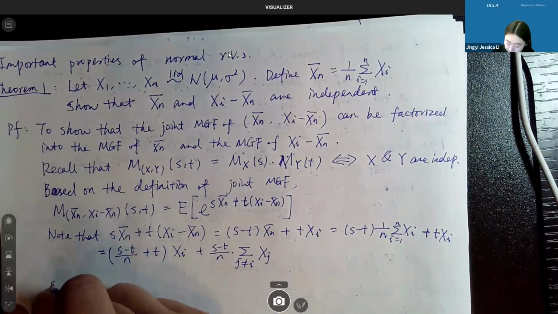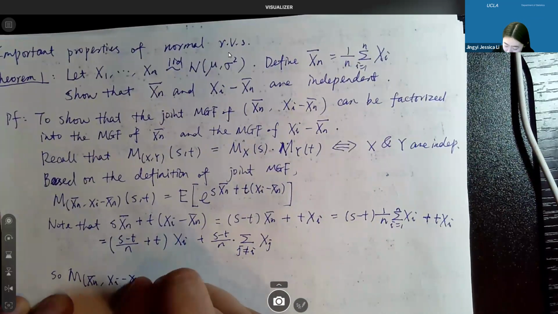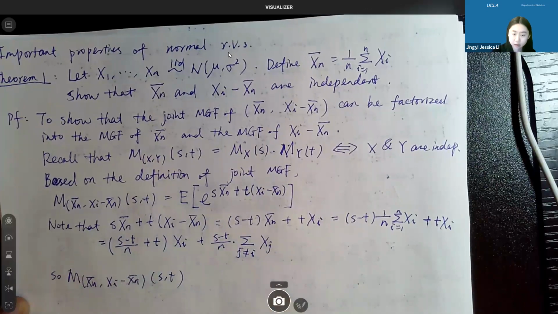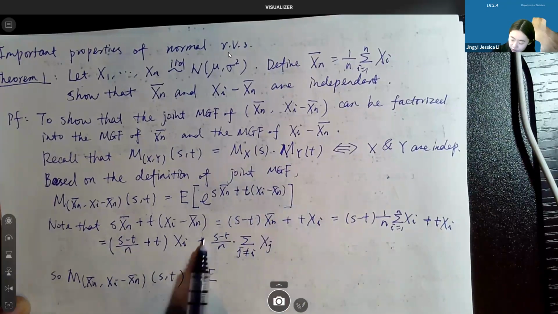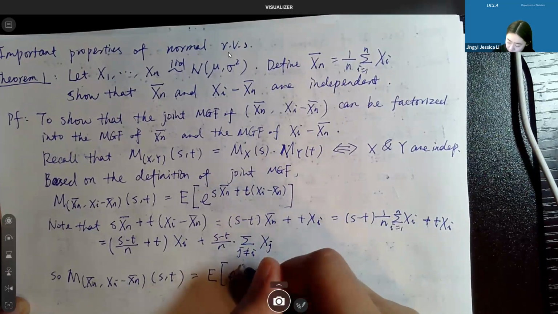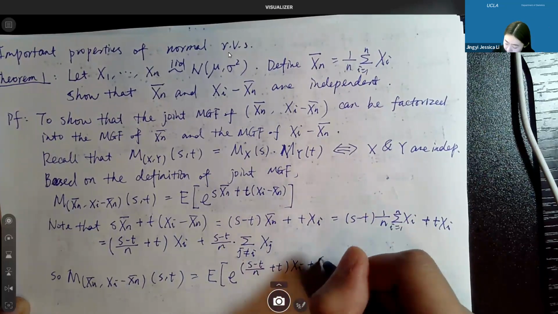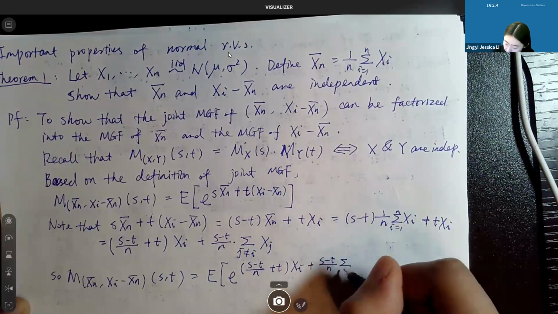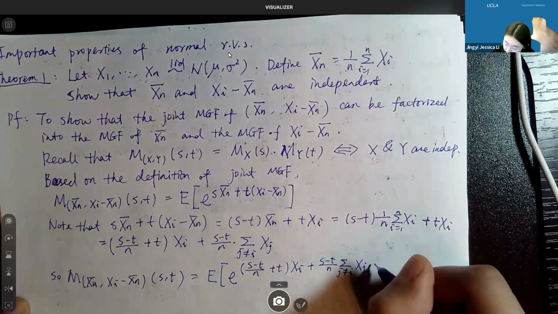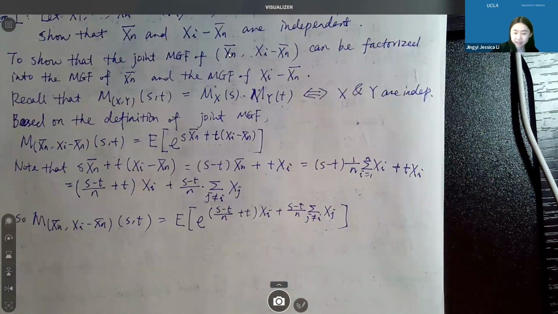Going to the joint MGF, we want to do this one. Now we put those inside here. So it becomes the expectation of exponential of ((s minus t)/n + t) times x_i plus (s minus t)/n times the sum over j not equal to i of x_j. So this is what we have. And then independence comes into play. We're going to use the fact that X_1 to X_n are i.i.d. to factorize this thing.